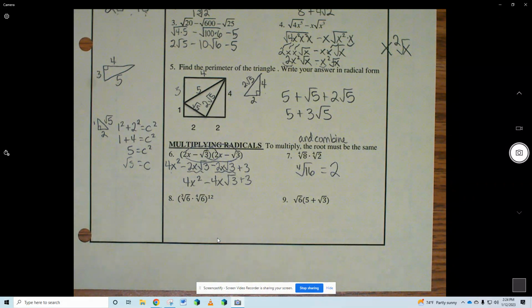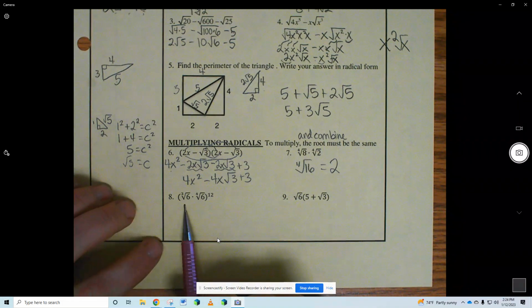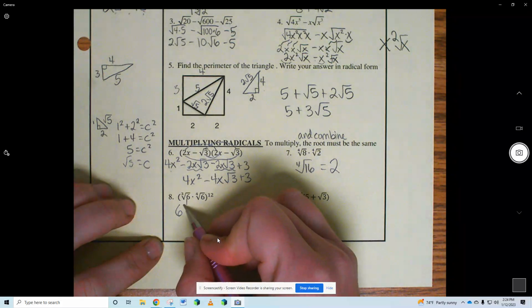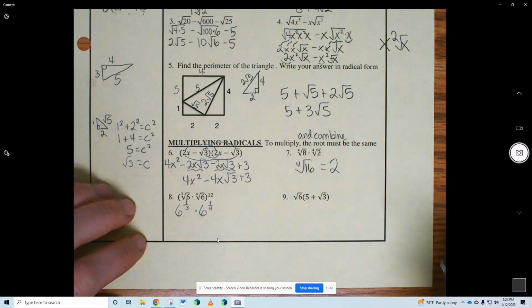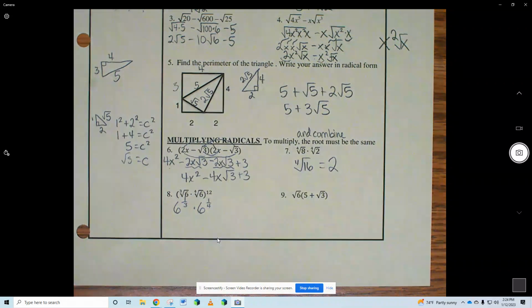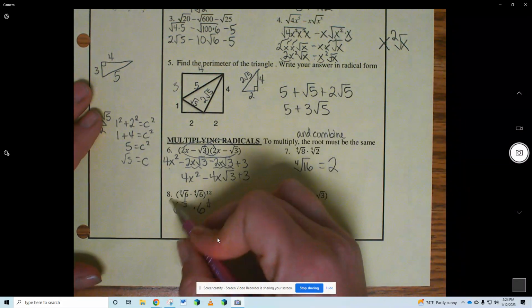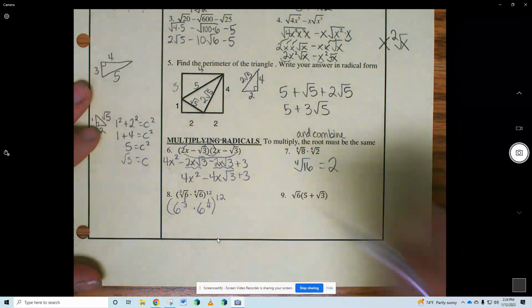That's right, though. Number 8 is kind of weird. They don't have the same root. One of them's the cubed root and one of them's the fourth root. I need to make these into rational exponents, fraction exponents. So here's what it looks like on this first one. 6 to the 1/3 times 6 to the 1/4. So I change them into rational exponents. And then I continue to have that 12 out there.